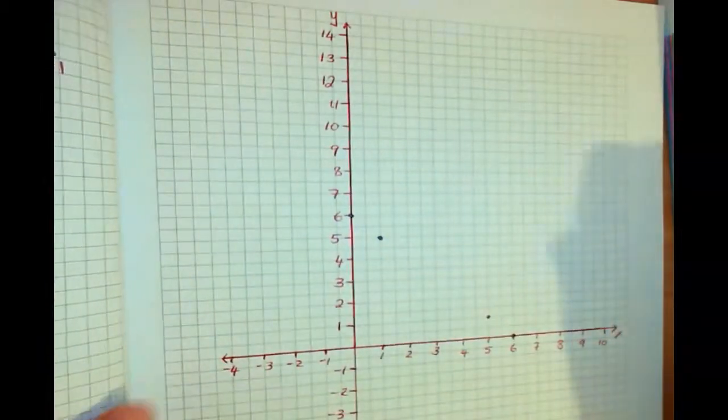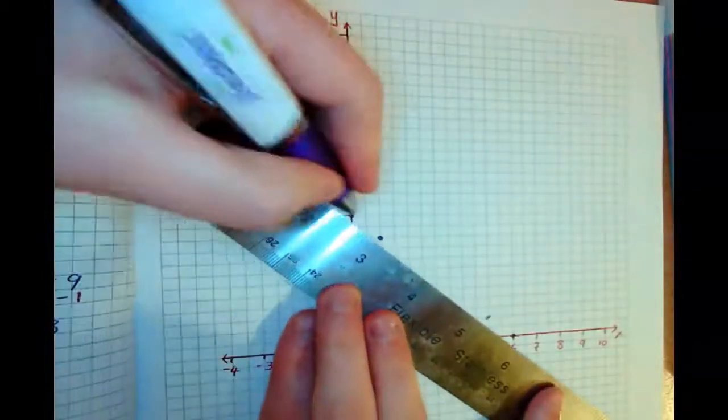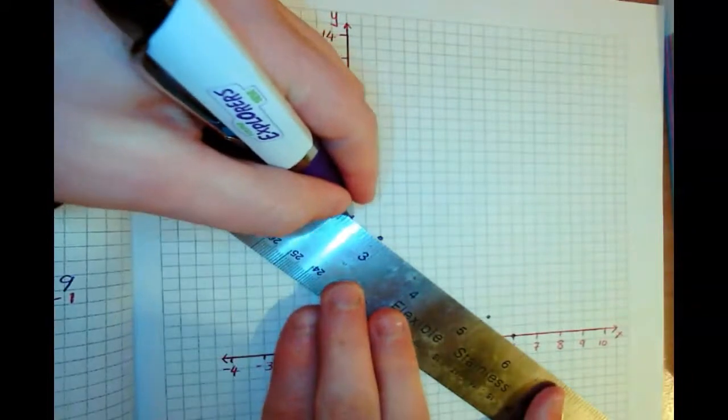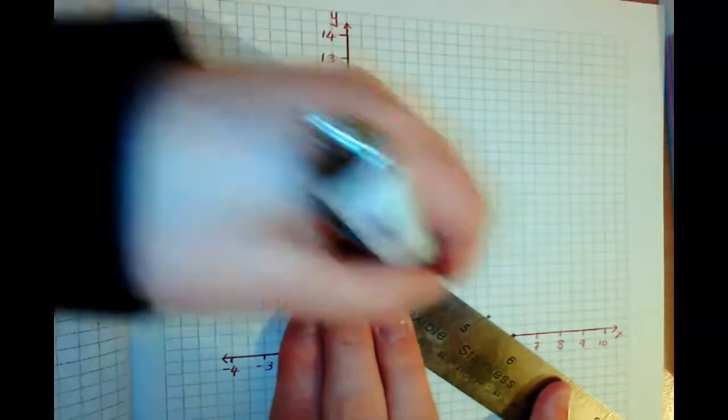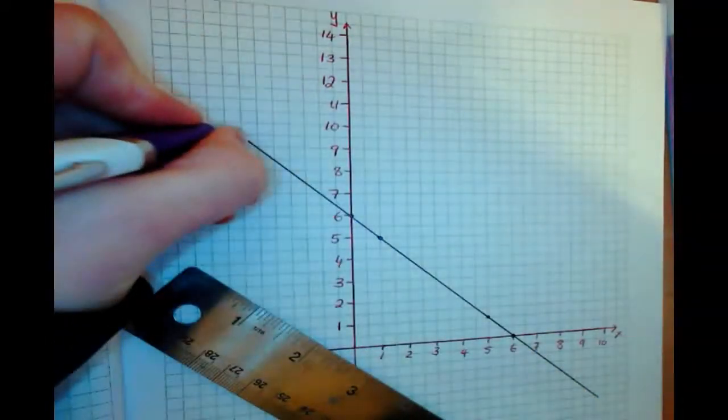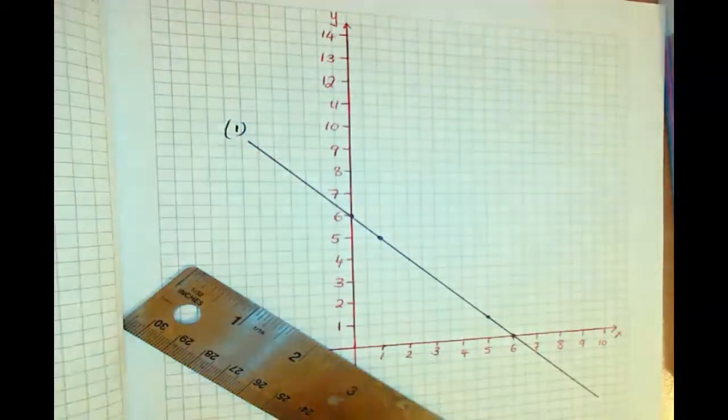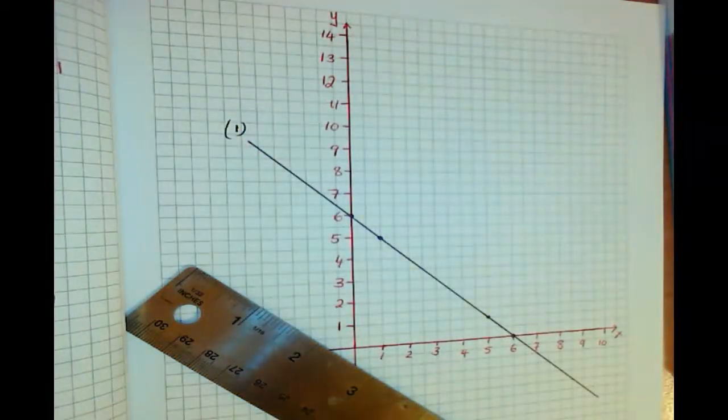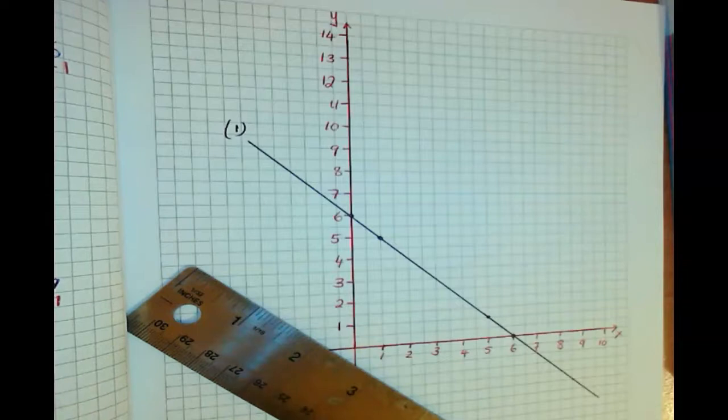Then what we do is we get a ruler and we draw the line going through all of those points there. Okay, so that's our line. So that's part I. Then we draw the second line.